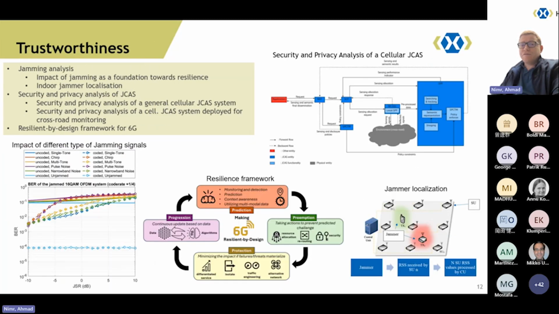And for trustworthiness from the radio perspective, we considered some studies related to the impact of different jamming signals on communication performance. So there was some analysis of that. Work related to jammer localization, analyzing JCAS privacy and security. And in the final deliverable, there is a proposed resilience by design framework to have also some holistic view on resilience.